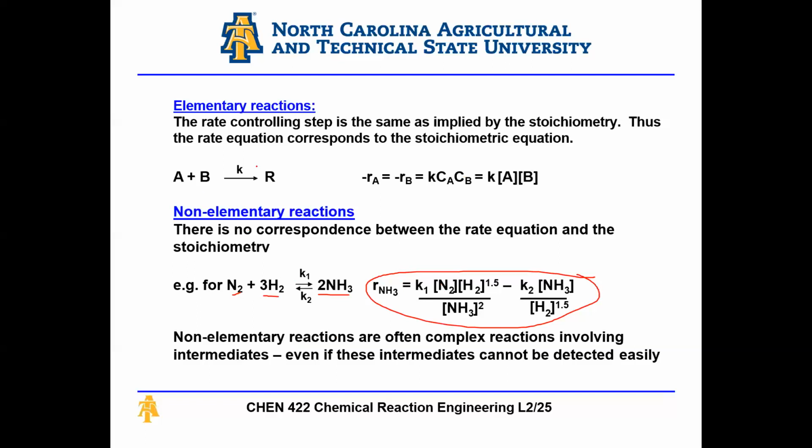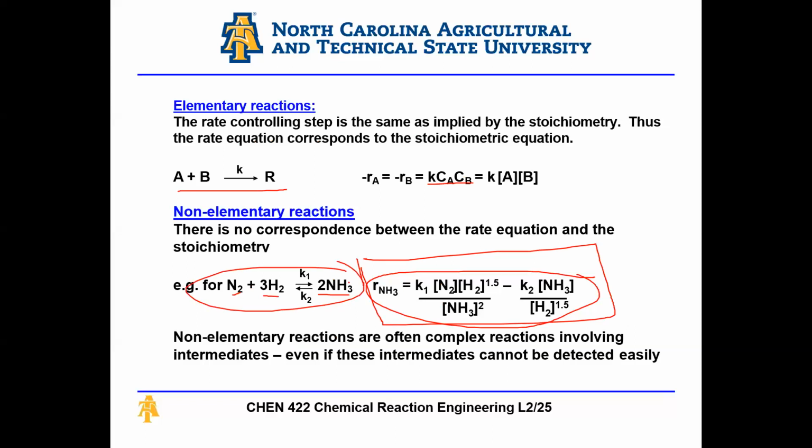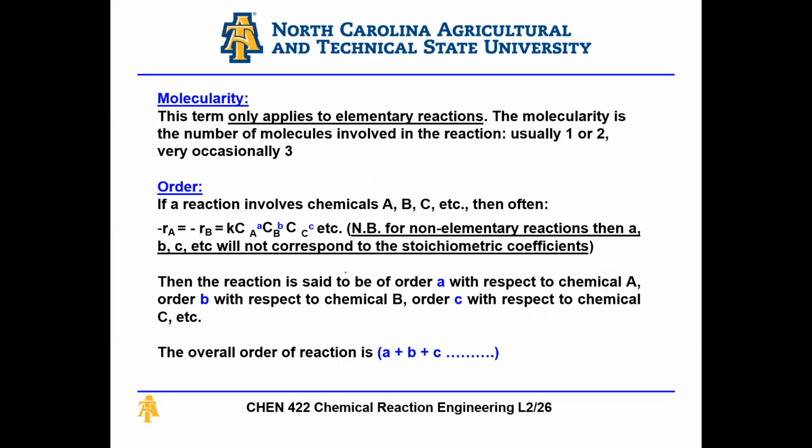Okay, so just recapping, an elementary reaction is one in which your reaction rate can be predicted using the stoichiometric expression. A non-elementary reaction is one in which your reaction rate cannot be predicted using your stoichiometric expression. Okay, let's move on and define more terms.